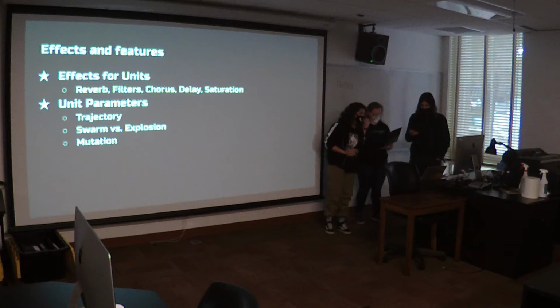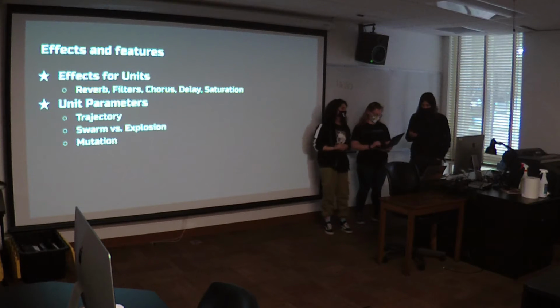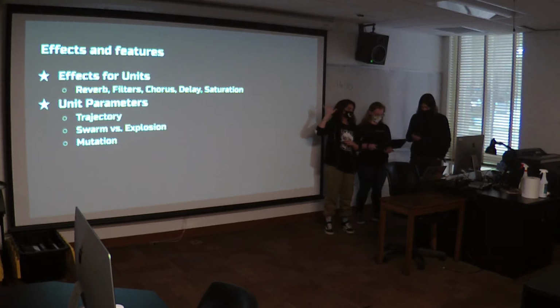And effects and features. Sorry, I was brain dead. I talked a little bit about this, but there's the effects panel on the right-hand side, and there's reverb, filters, chorus, delay, saturation, things like that. They can really change the sound of samples. There's also a reverse button, so you can play the samples backwards. For the unit parameters, there's trajectory, like I talked about with the Explorer, there's swarm versus explosion with the particles, and with the sequencer, there is mutation.